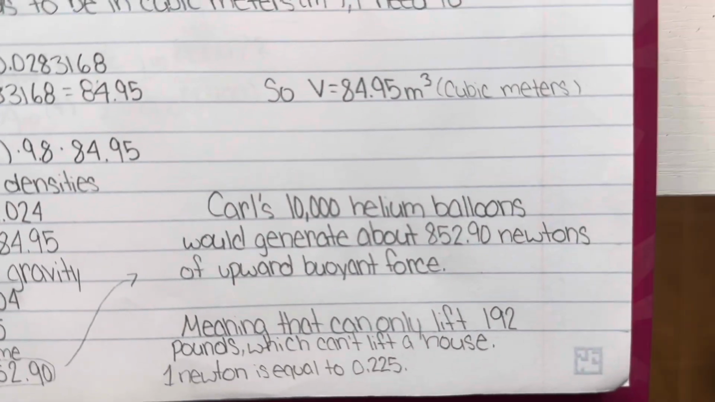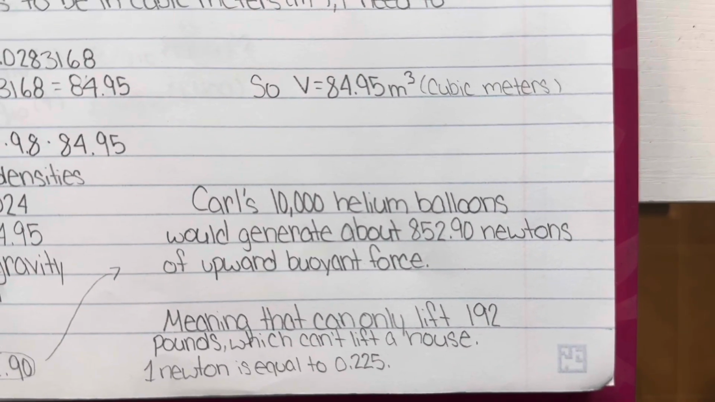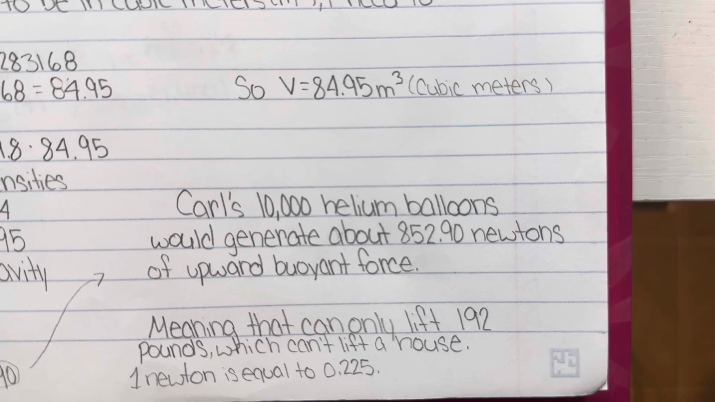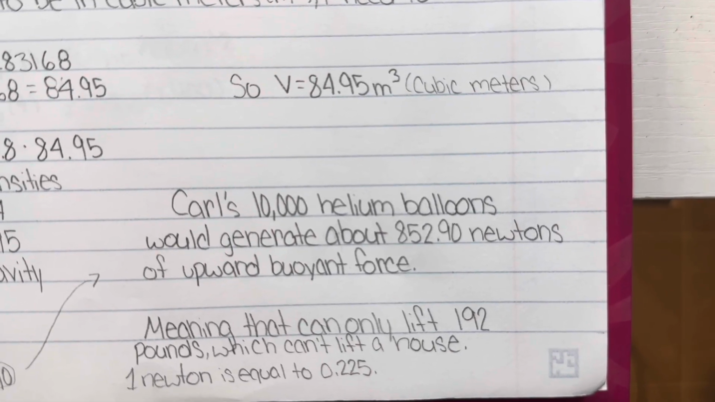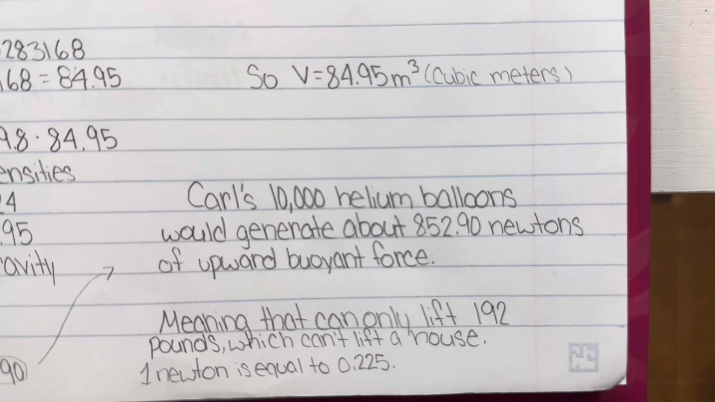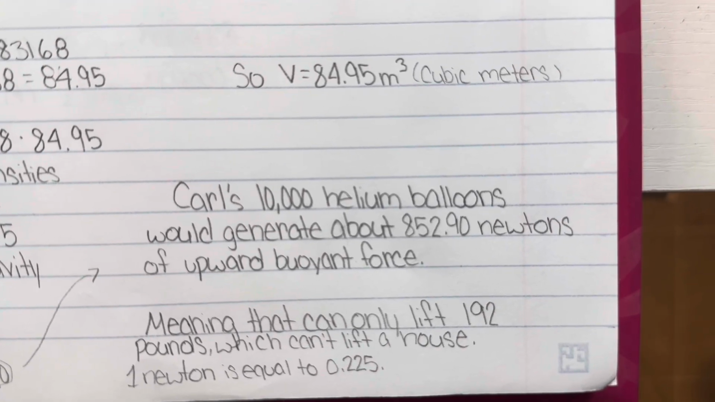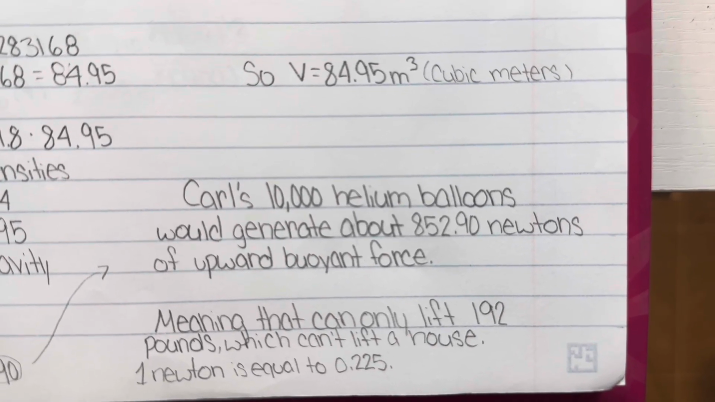So Carl's 10,000 helium balloons would generate about 52.90 newtons of upward buoyant force, meaning that it can only lift 192 pounds, which can't lift a house.